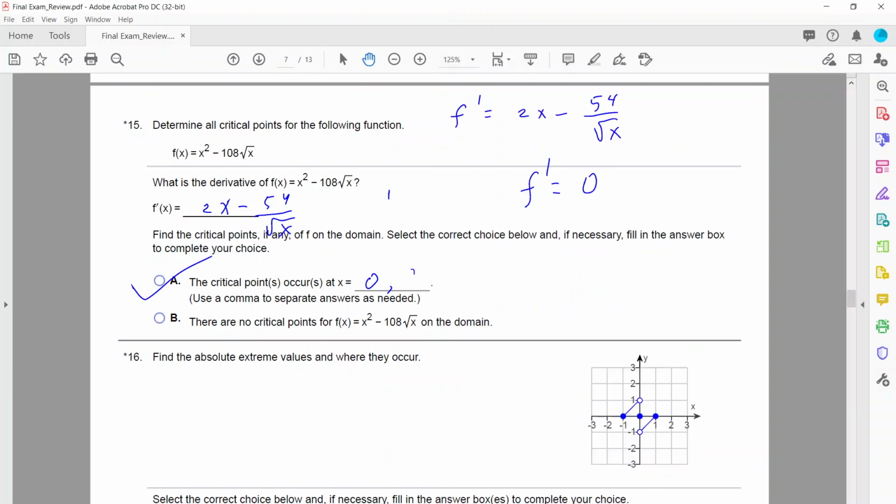So the critical points for this function would be at 0 and 9, because at 0 the derivative does not exist, and at 9 the derivative is 0.